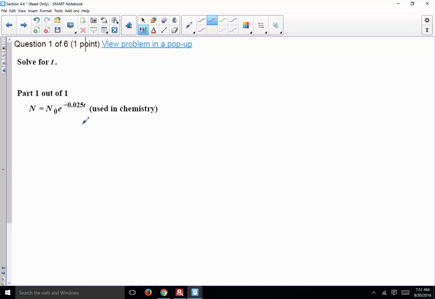First one is a formula used in chemistry. Are there any chemistry majors here? No? Any chemistry related majors maybe? No? You? Okay. You'll probably see this in your chemistry course.